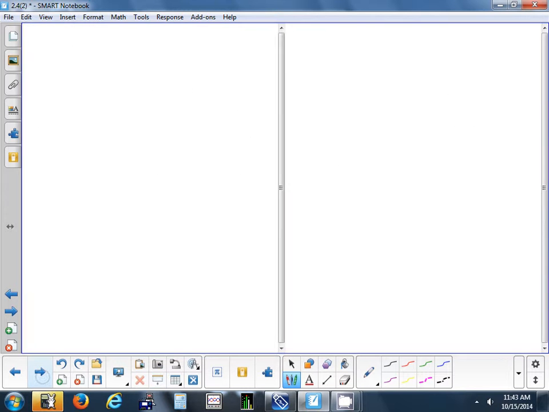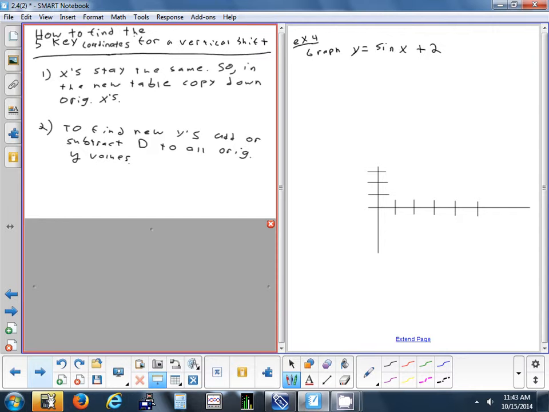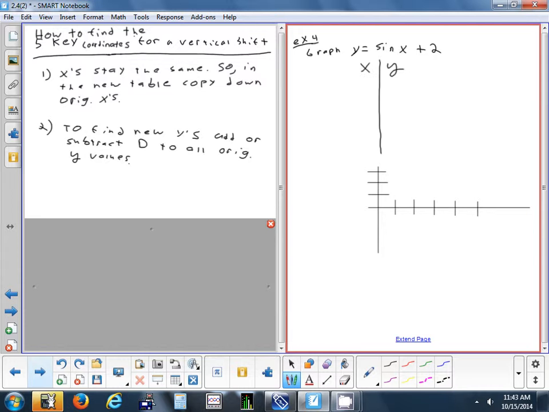Right, so let's look at an example. Sine of x plus 2. Let's see if we can go right to the final table again without writing down the original one this time. Brandon, what values are going to stay the same? The x's. So we're going to copy those down. How about Ben? Can you give me my x's? What are my standard x values?